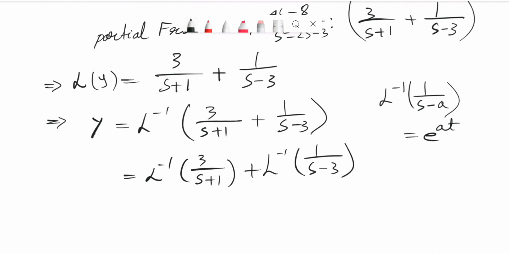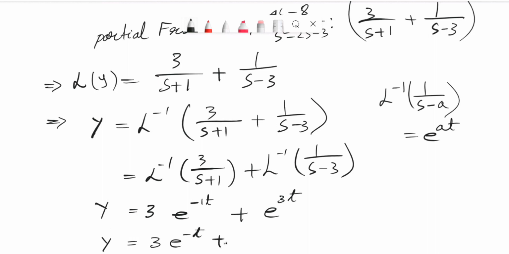So this will be inverse Laplace of 3 by s plus 1 plus inverse Laplace of 1 by s minus 3. From here, 3 as a constant will come out, and for 1 by s plus 1, there is a plus, so it will come out as e to the power minus 1 and t, plus the inverse Laplace of 1 by s minus 3, this is a, so this will come out as e to the power, as this is minus in the formula, so it will come out as positive, so it will be 3t. So we'll have y is equal to 3 e to the power minus t plus e to the power 3t. So the required answer will be this one.